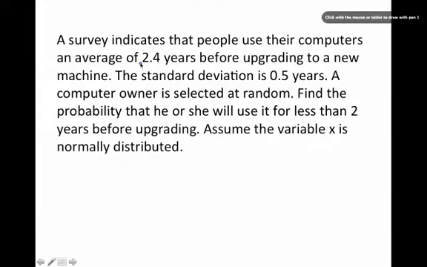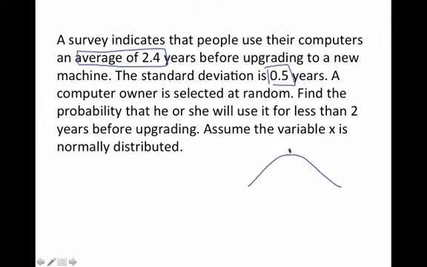So important pieces of information here is the average or the mean is 2.4 years, and the standard deviation is 0.5 years. So when I draw my sketch, the mean is 2.4, and one standard deviation is 0.5. You don't really need to draw in 1.9 and 2.9, but that gives us reference to where the 2 is because we're interested in less than 2 years. So it's going to be about here. That's where 2 is, and we want to find the area of this shaded region.